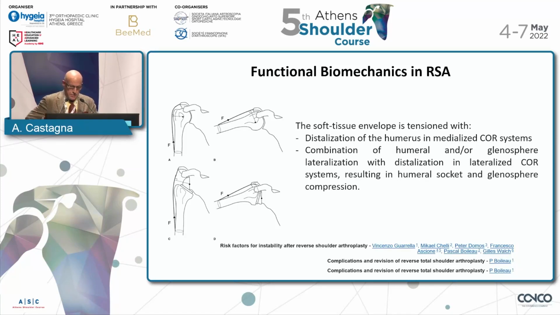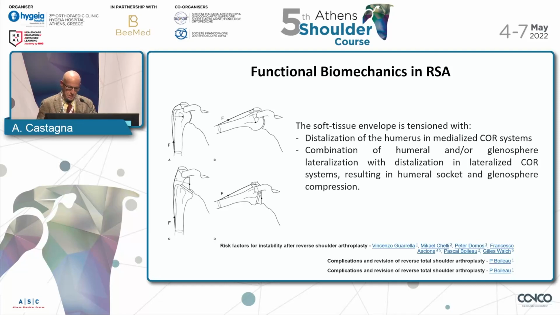Let's go back very briefly to the functional biomechanics in the reverse. The soft tissue envelope around the implant is tensioned by the distalization of the humerus and the medialization of the center of rotation. And the combination of humeral and/or glenosphere lateralization and distalization may lead to a balanced result with a good stability of the system.